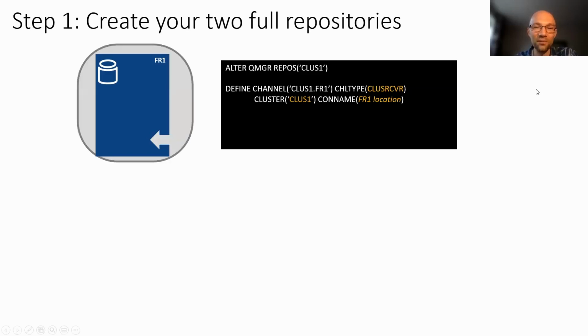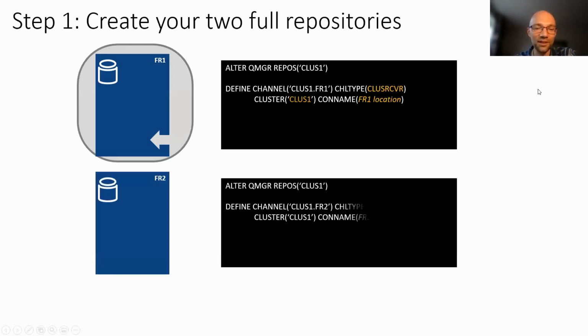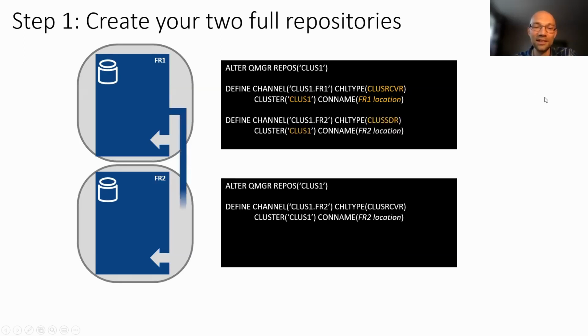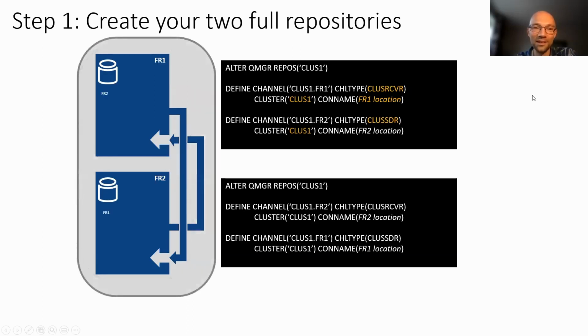So at this point, you've got a full repository for that cluster. You can, or you should, also define another full repository, and you do that using very similar commands. At this point, neither of them know about each other. They only have cluster receiver channels. So you now need to define some cluster sender channels so they're able to communicate to each other. Once you do that and the channels start up, the full repositories become aware of each other. And now you have a cluster that contains two full repository queue managers.